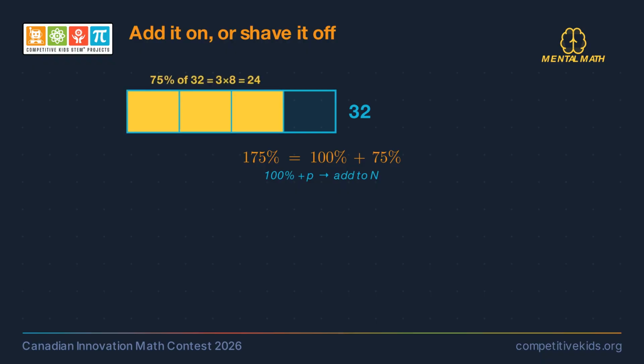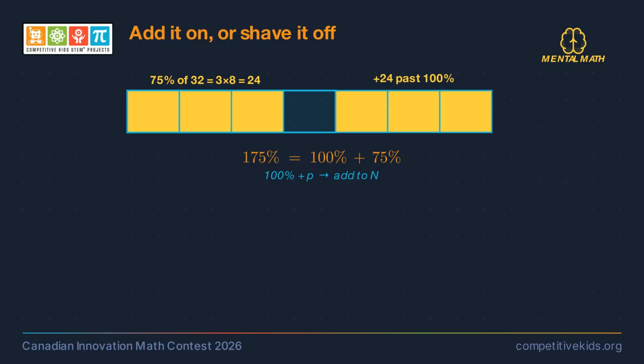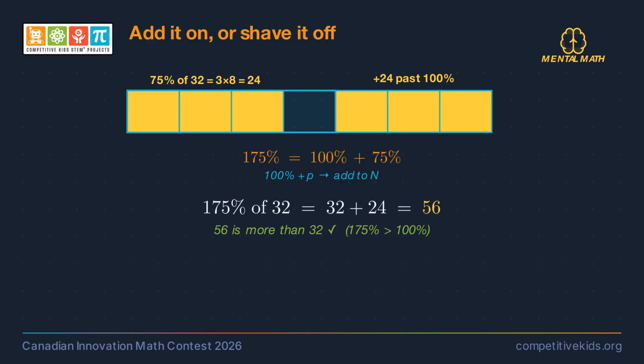Same anchor. 32 over 4 is 8. 3 of them is 24. Add it on. The bar grows past its 100% edge. 32 plus 24 is 56, and 56 beats 32, just as over 100% should.